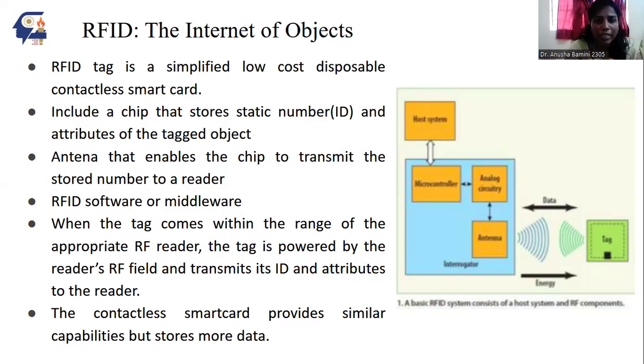Okay, so we have a specified range for the RFID tag and the reader. When the tag comes within that specified range, the RFID reader is able to read the particular data and transmit the ID as well as attributes. So it's called a contactless smart card to store large kinds of data. With the support of a small static number, we can transmit large data.